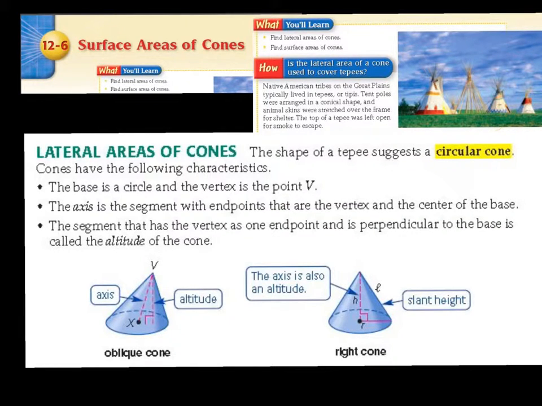Cones have the following characteristics. The base is a circle, and the vertex is point V. The axis is a segment with endpoints of the vertex and the center of the base. The segment that has the vertex as one endpoint and is perpendicular to the base is called the altitude of the cone. So once again, if the altitude is also the axis, we have a right cone, just like we did with cylinders.